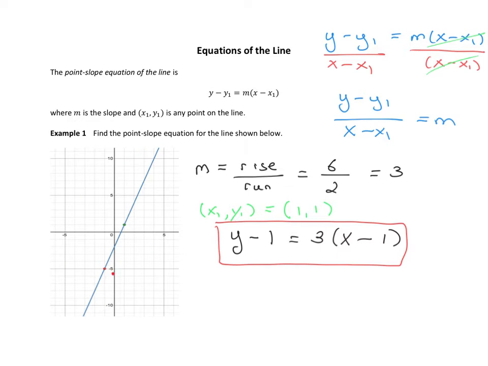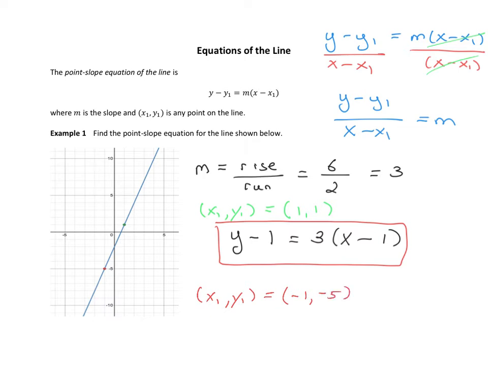Now, I have this other point here. Could I have used that point as well? And the answer is yes. You can use any point on the line that you would like. So let's try it again. This time for the (x1, y1), we'll choose this other point, which appears to be (-1, -5).